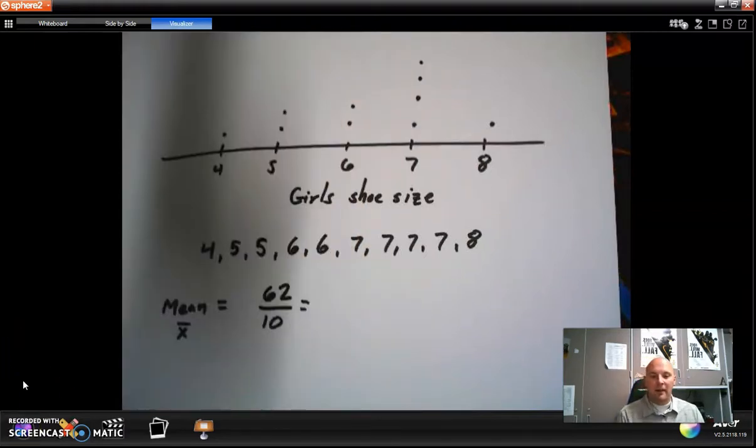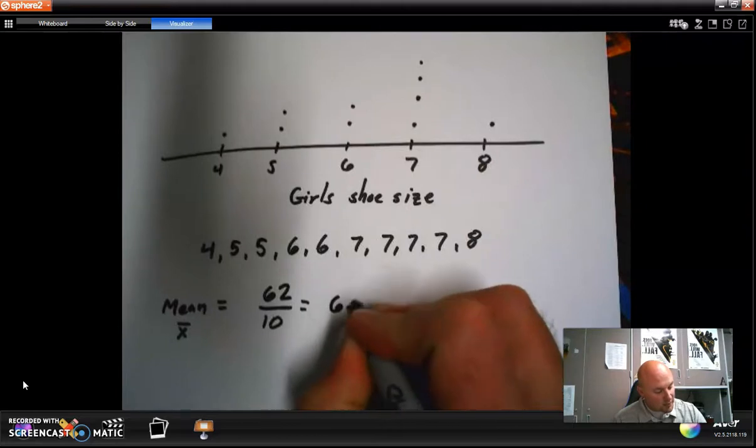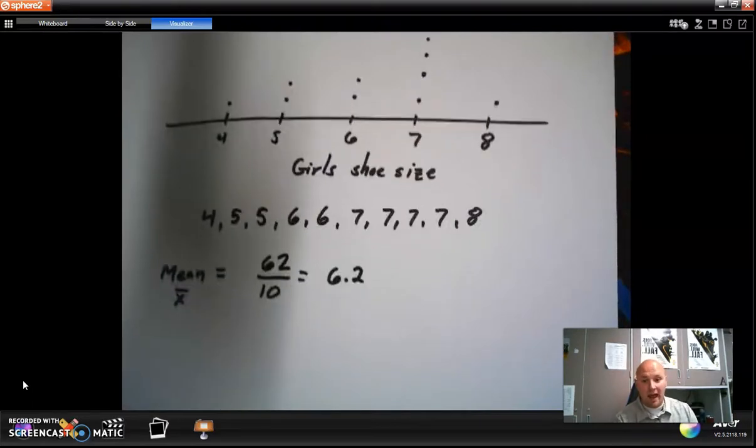All right, guys, I'm back. I added them all up. They came out to be 62, and there's 10 data points. So the average is 62 divided by 10, which is 6.2. That means the average shoe size is roughly 6, or 6.2. So that's the mean, the statistical average.